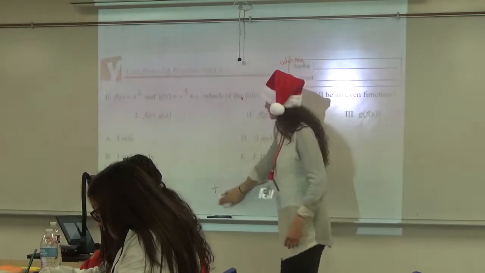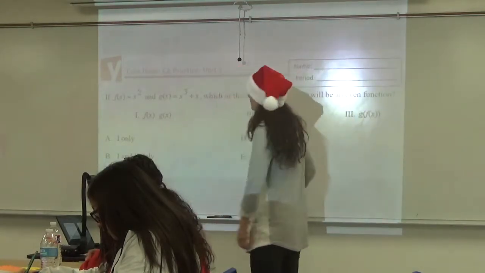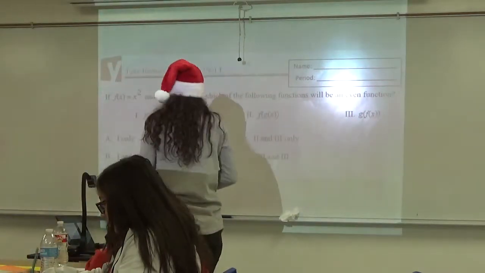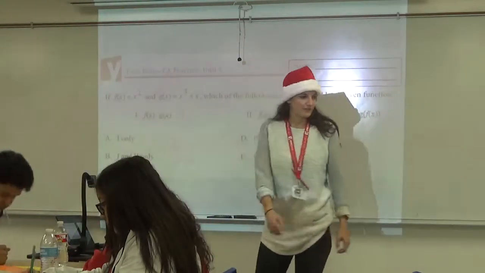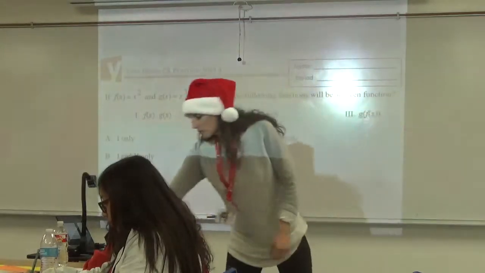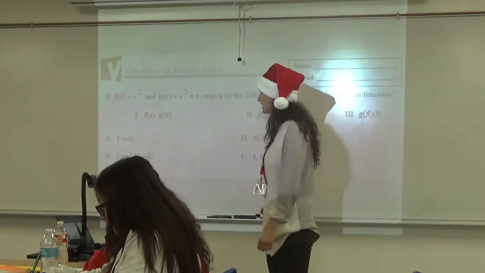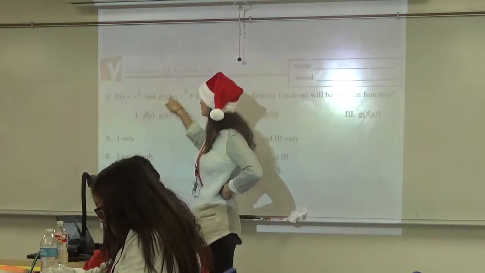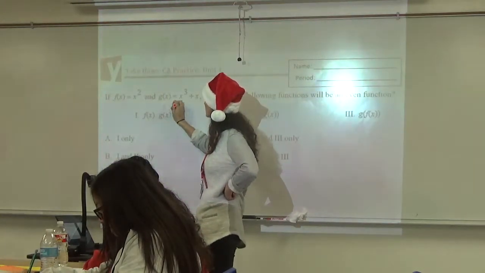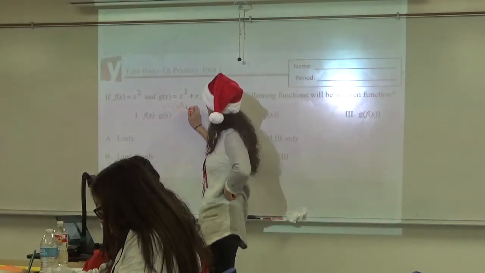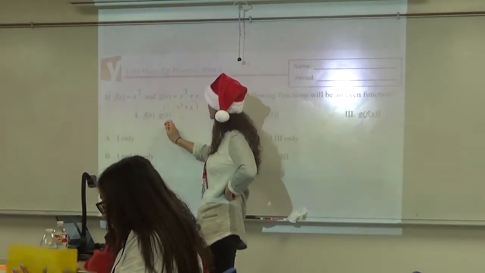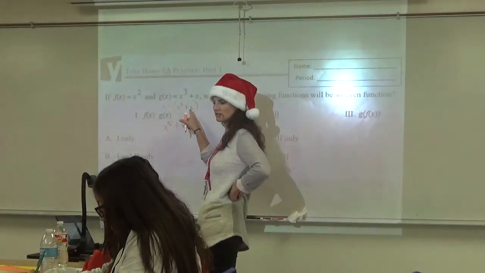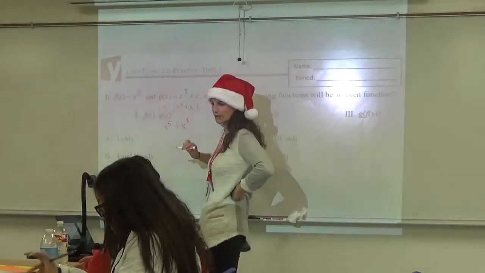Okay, so if we have f of g of x, or g of f of x, or f of x times g of x, we want to see if we get an even or an odd function. So for this first one, when you multiply these two, you end up getting x to the fifth plus x cubed. When you distribute this in, you would add the exponents when you're multiplying.